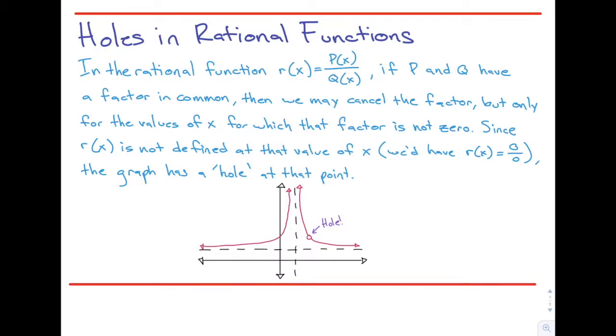For holes in rational functions, if we have a factor that both the numerator and the denominator share, we can cancel that factor, but we also have to remove that value of x. So if we had a factor x minus 2 in both the numerator and the denominator of some rational function, we could cancel that factor no problem, but then we have to put a hole at x equals 2. And to find the y value of that hole, so we can get the coordinate pair, we just plug it into r of x, our original rational function, with that factor canceled.